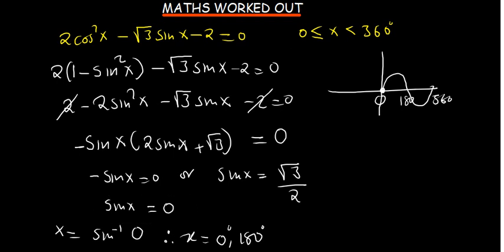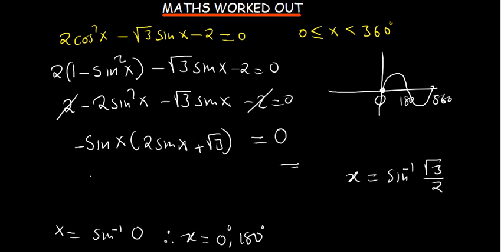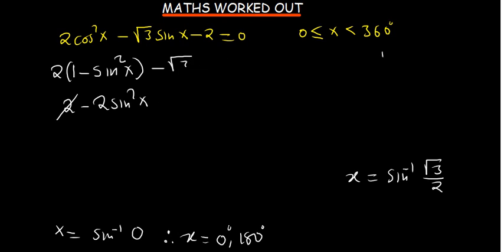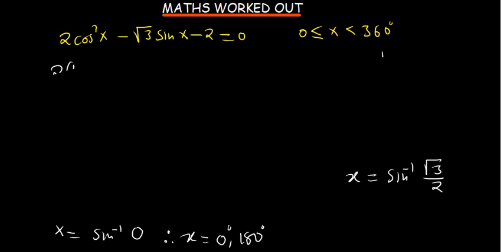And then the other one here, to remain with x is going to be sine inverse of square root of 3 over 2. What is the sine inverse of square root of 3 over 2? So we'll use special angles.